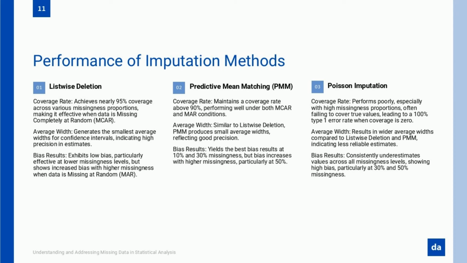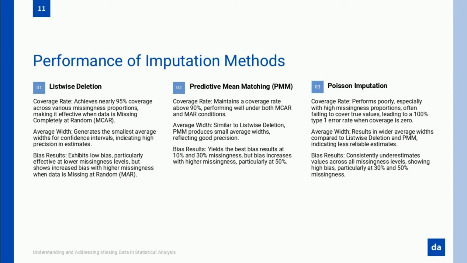Bias. At 10% and 30% missingness, PMM is nearly flawless with minimal bias. Even at 50%, it outperforms most other methods. It's like a turbocharged engine, delivering power and control even under challenging conditions. If you want speed, precision, and reliability, PMM is the clear winner. It's built for the modern data world.